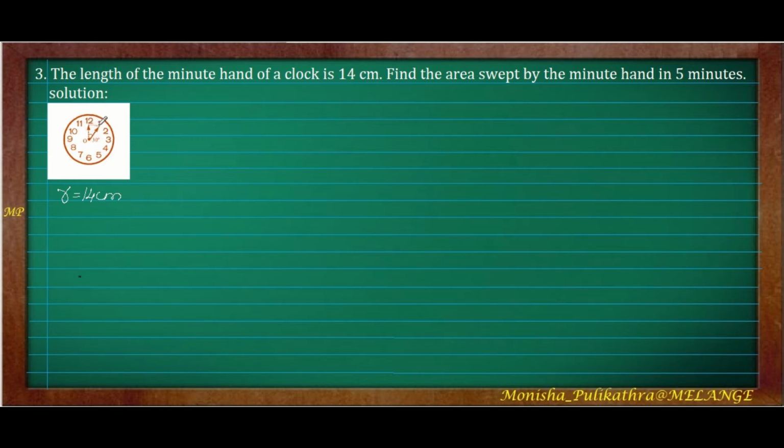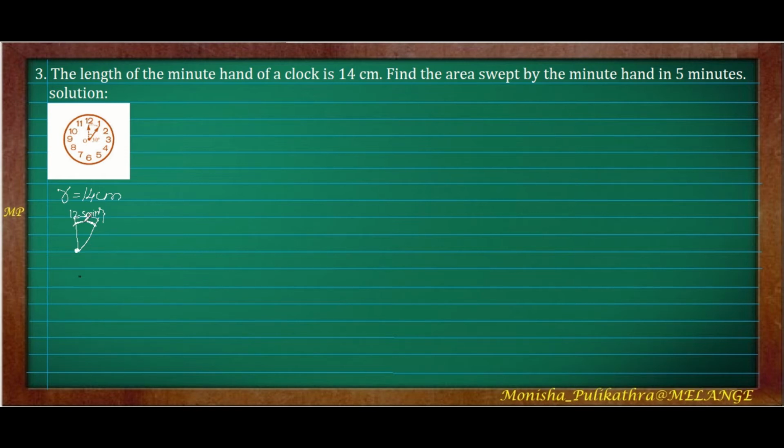So they are asking from 12 to 1. The 5 minutes gap is there. So how much area is swept? This is considered as a sector here. From the center of the clock, if this is 12 and this is 1, this is 5 minutes, right? So how much area has been swept by the minute hand? Here the angle also we don't know.